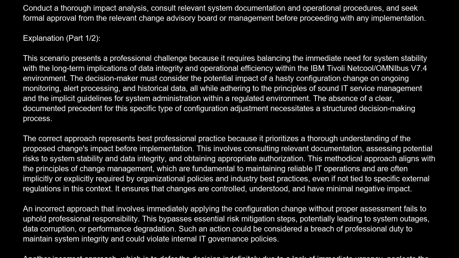An incorrect approach that involves immediately applying the configuration change without proper assessment fails to uphold professional responsibility. This bypasses essential risk mitigation steps, potentially leading to system outages, data corruption, or performance degradation. Such an action could be considered a breach of professional duty to maintain system integrity and could violate internal IT governance policies.